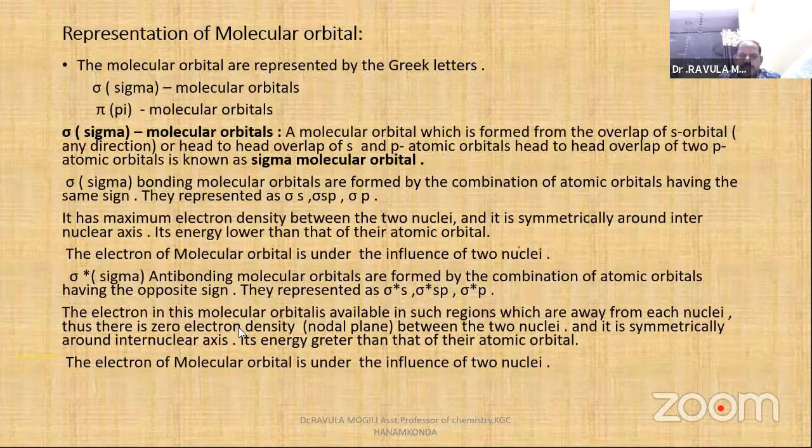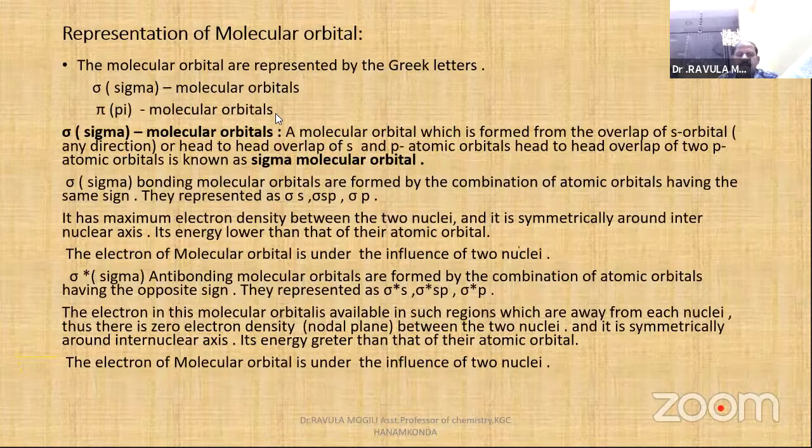The electron in these molecular orbitals is available in regions away from each nucleus. Thus there is zero electron density between the two nuclei, and it is symmetrical around the internuclear axis. Its energy is greater than that of the atomic orbitals.